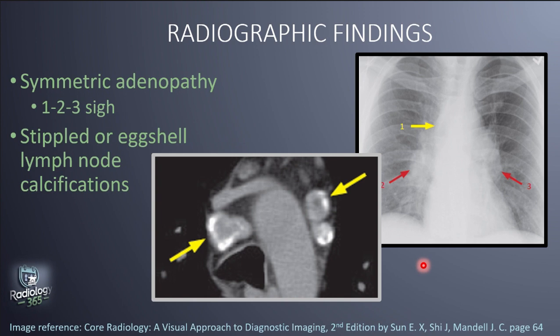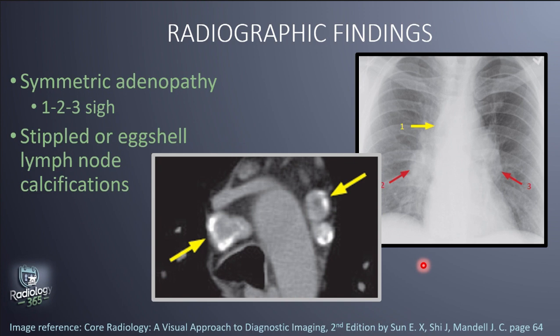While the most common radiographic finding in sarcoidosis is symmetric adenopathy, sarcoid does not always present with lymphadenopathy, and it can be present without lymph node enlargement. Lymph nodes, if they are present, may contain stippled or eggshell calcification in up to 50%.